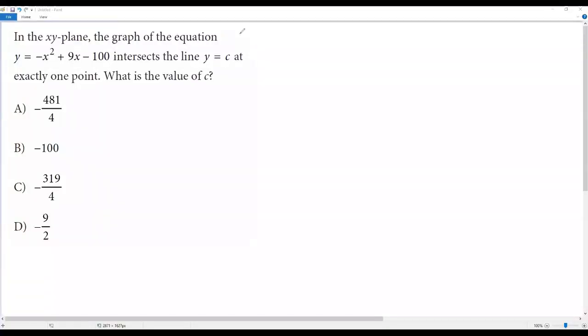In the xy plane, the graph of the equation y equals negative x squared plus 9x minus 100 intersects a line y equals c at exactly one point. What is the value of c?